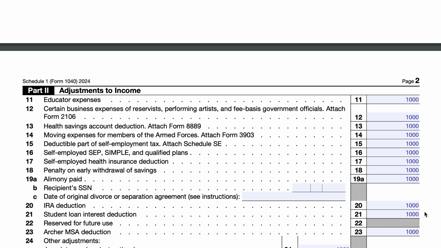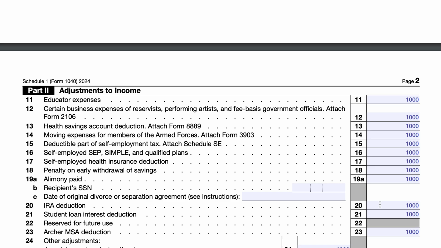People want to know how they deduct their IRA contributions. That's line 20 right here. Now, if you make a non-deductible contribution or a Roth IRA contribution, you can't deduct it here. So non-deductible contributions are reported on IRS Form 8606. And there is an IRA contribution worksheet located in the Schedule 1 instructions. We'll put a resource, we have a video on that as well.